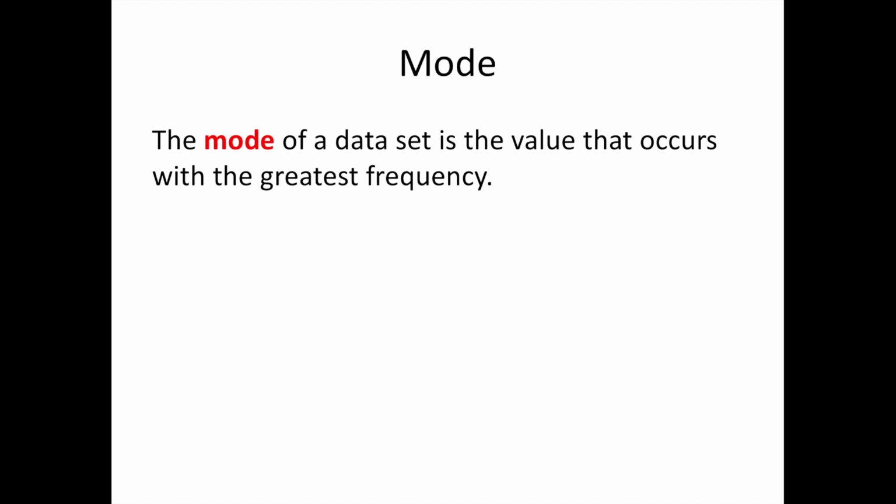Finally, the mode of a data set is the value that occurs with the greatest frequency. Quite often, this is not really useful for quantitative data. However, it's the only measure of center that works with categorical data. So often, if I'm looking at a data set of people's favorite color, I would report the mode as my measure of center there. It would make no sense to calculate a mean favorite color.